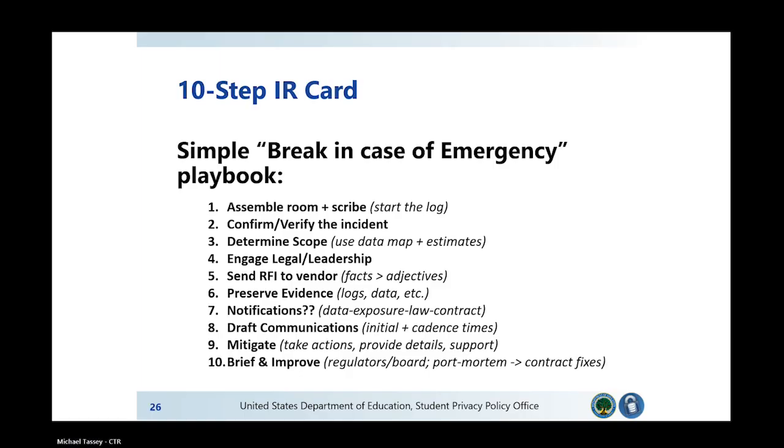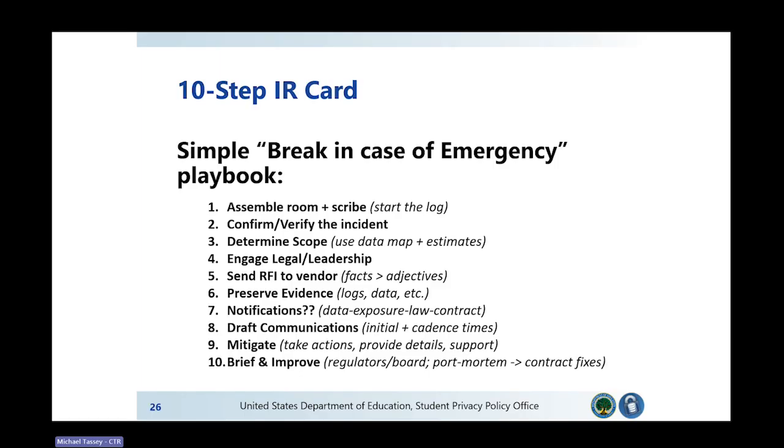On communications, you want to make sure you draft those communications in a way that is human and factual. If you don't have much to put out right now, put out a holding statement and commit to a cadence. Say, hey, we'll talk to you at 2 o'clock or at noon or 5 p.m., whatever makes sense there. And coordinate that cadence with the vendor to make sure you avoid clashes in communications.